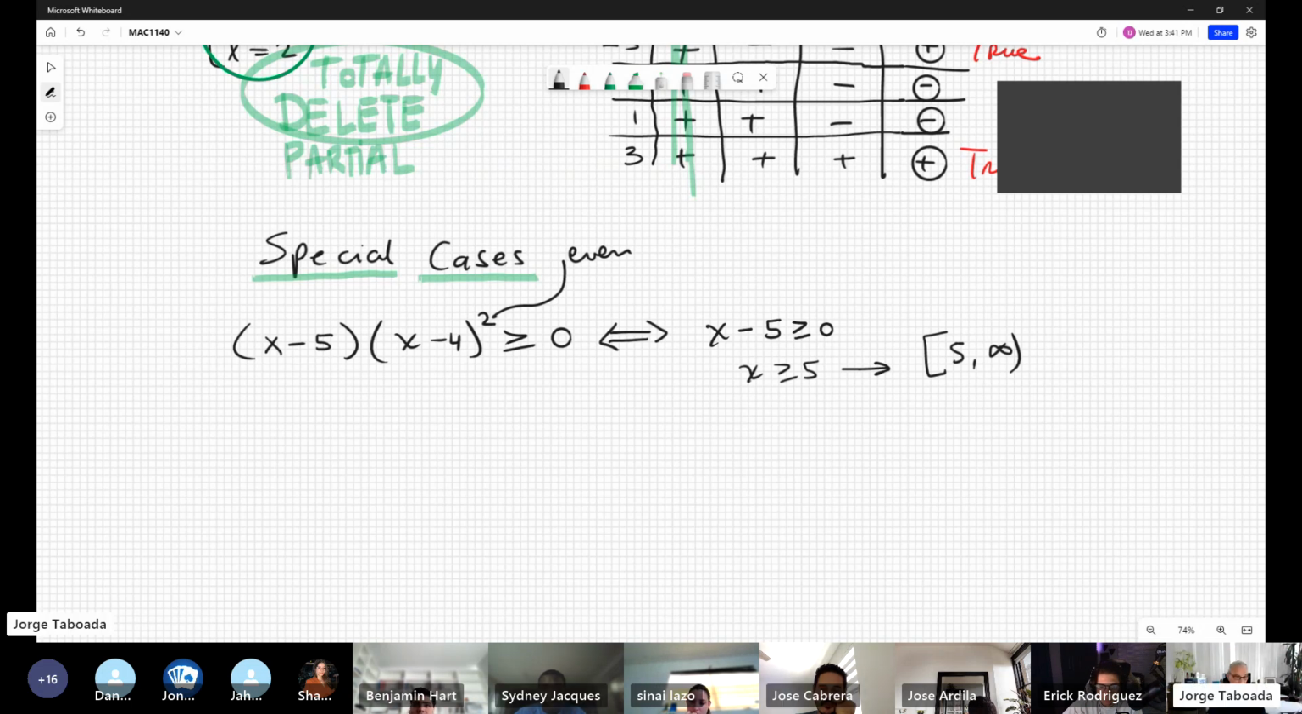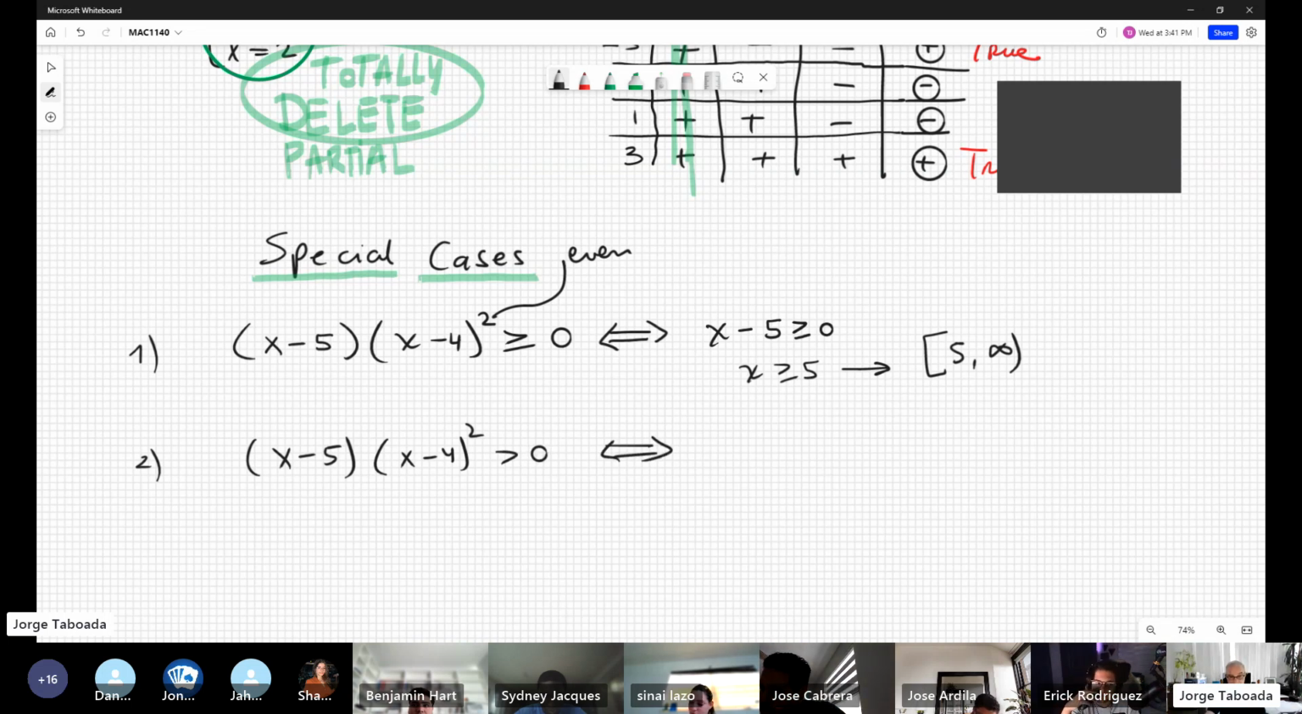We have another scenario. Suppose similar, but now I change a little bit. x minus 4 squared again, but greater than 0. You see, well, it's the same. No, it's not the same. Why is it not the same? Because if you delete totally the factor x minus 4, you get a contradiction.